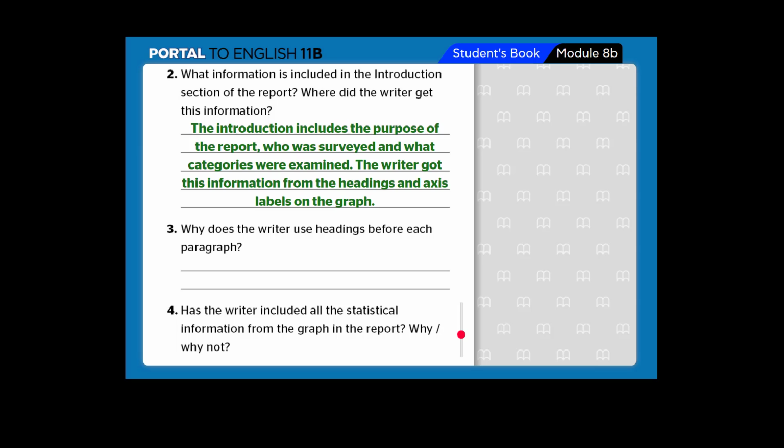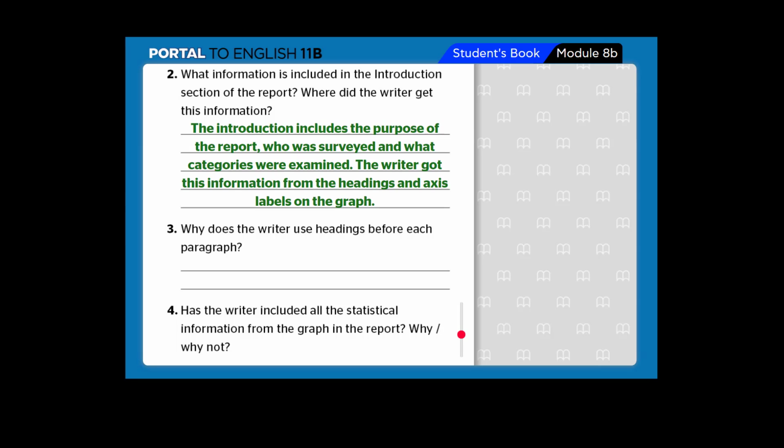أما السؤال الثاني where did the writer get this information؟ فالكاتب حصل على هذه المعلومات from the headings and axis labels on the graph. الكاتب بالطبع والمفترض هتكون سيادتك هذا الكاتب في الامتحان تحصل على معلوماتك من خلال العناوين ومن خلال المحاور الموجودة في الجراف.